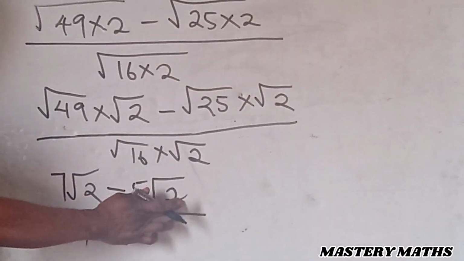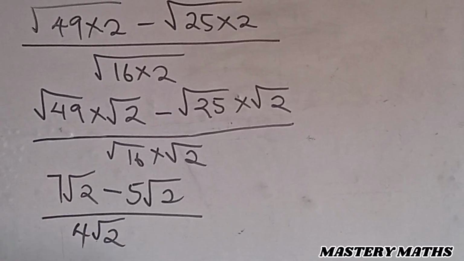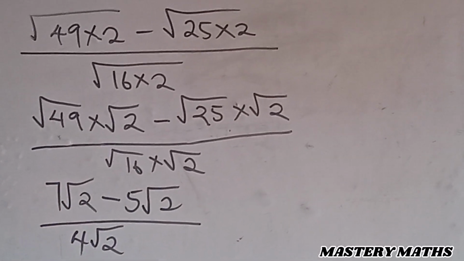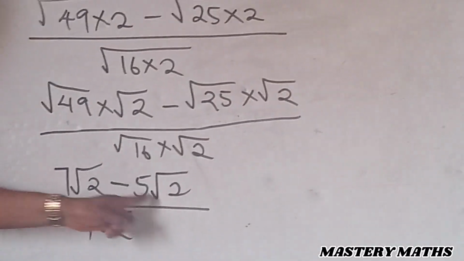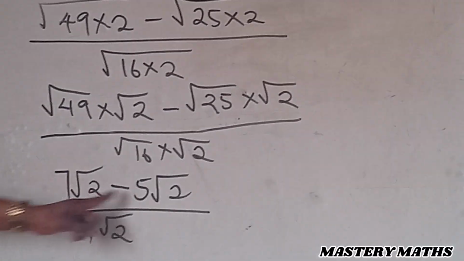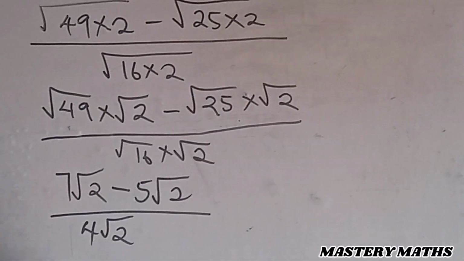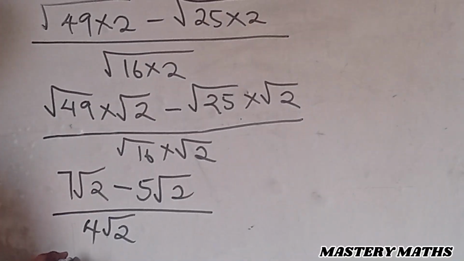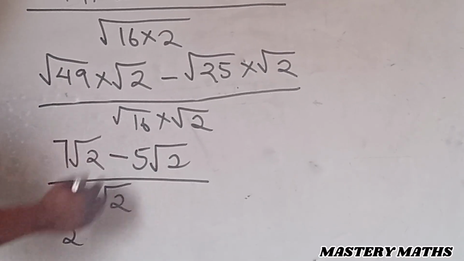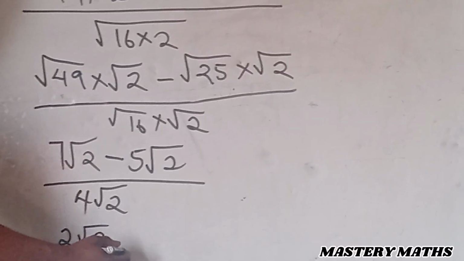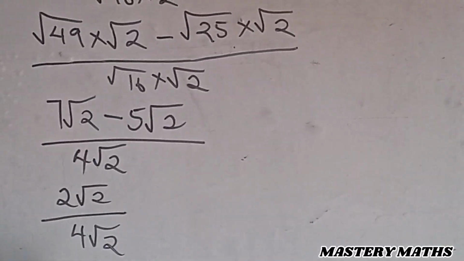Now if you watch, they're having root 2, root 2, root 2 in common. Now since they have like surds in common, what should I do? I'll subtract the numbers they're having outside. It should be subtracted because they have like surds. Now 7 minus 5 will give us 2. Since they have like surds, you take one of the root 2, which is root 2. Over, you have your 4 root 2. This, you bring it down.